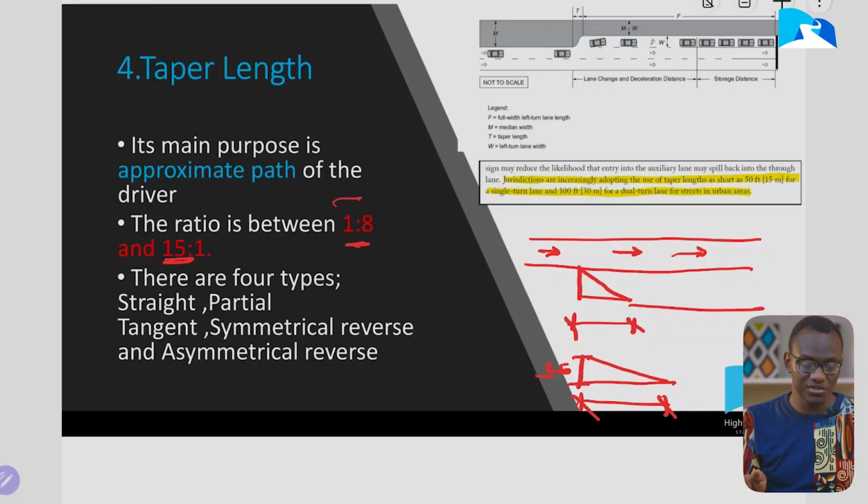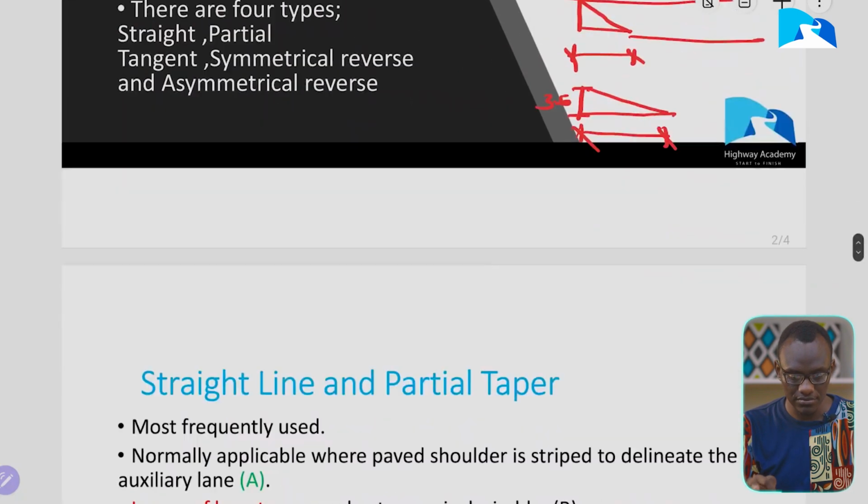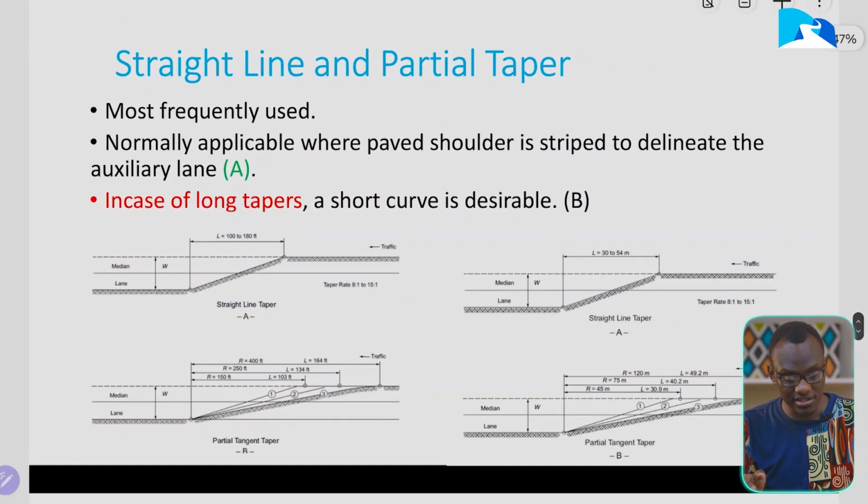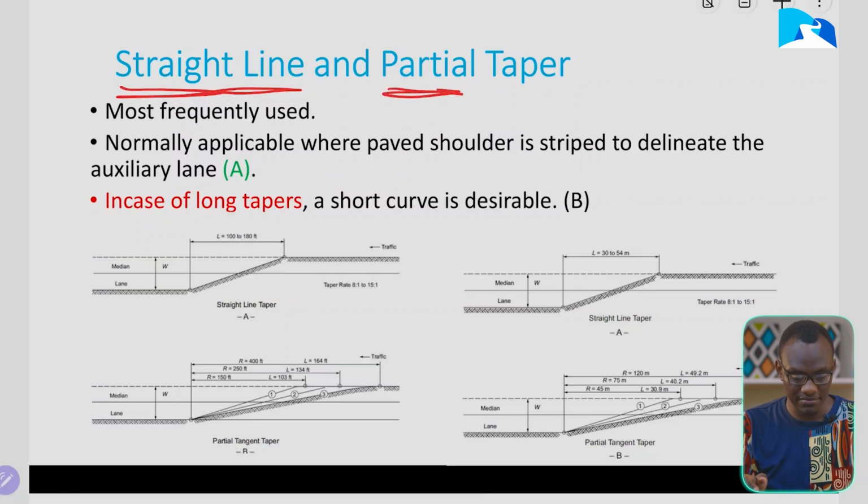The other thing you should notice is there are 4 types of tapers. There's the straight taper, which is just straight, and the partial tangent taper. We also have the symmetrical reverse and the asymmetrical reverse. We are going to start with the first one, the straight taper, and also the partial taper.